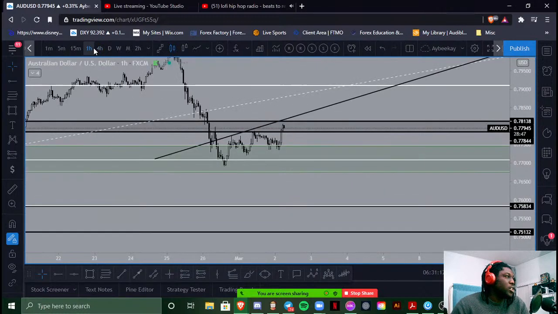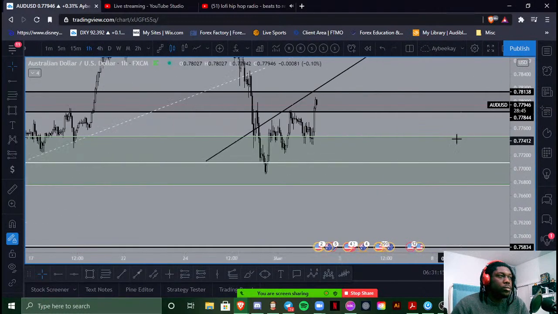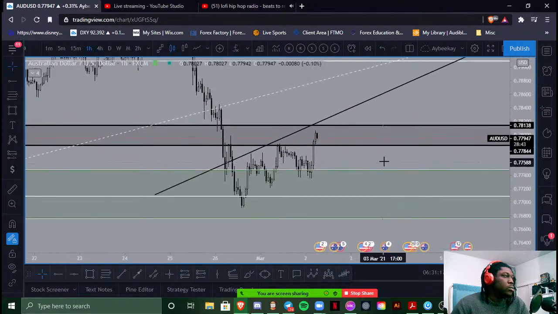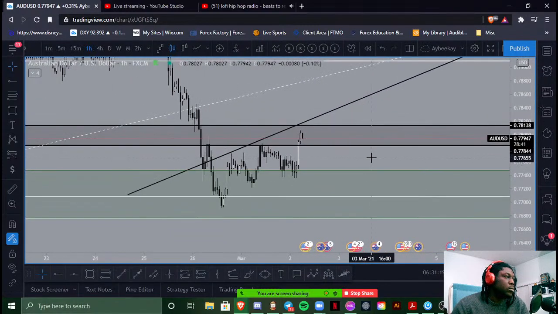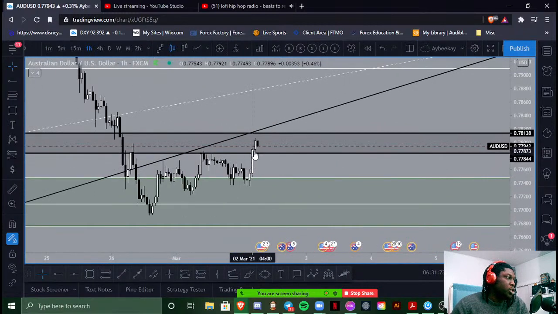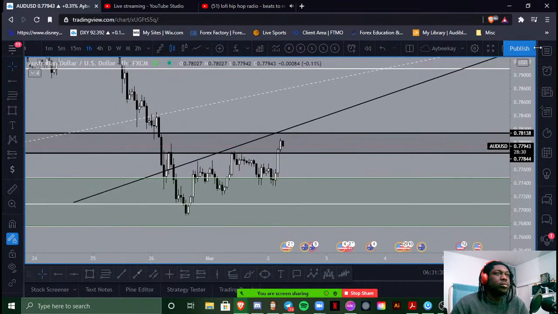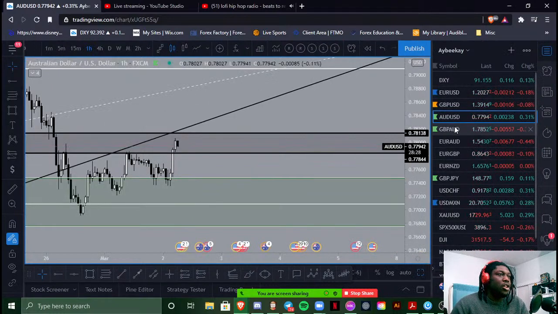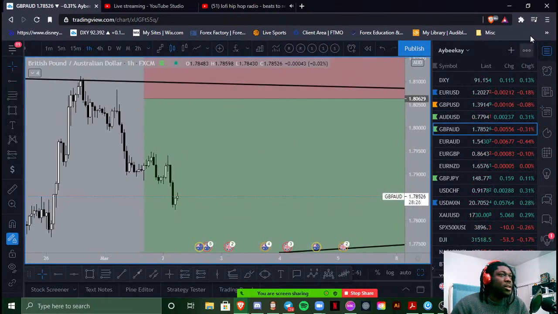Let me go on the 1 hour time frame, see what's up on here. Okay. Nothing really stands out to me except for this bullish engulfing candle 2 hours ago. So yeah, I expect this to continue going to the upside. All right, so that's AUDUSD. Going to GBPAUD.